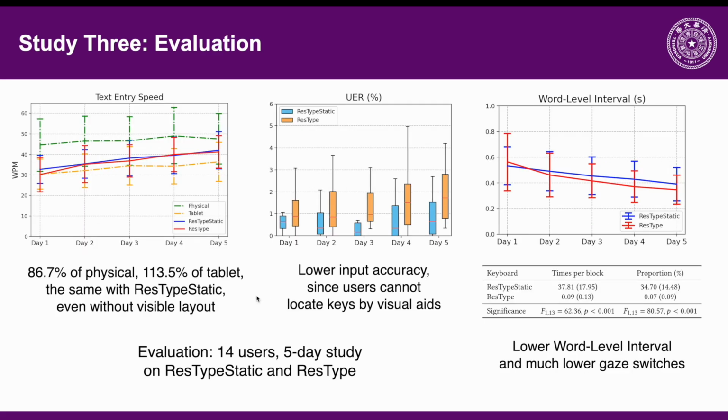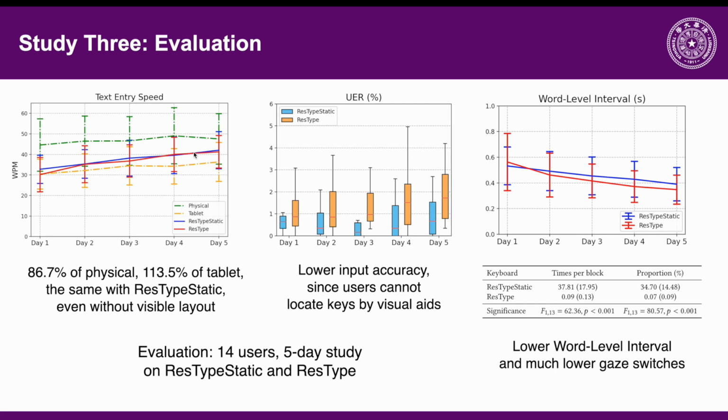At last, we conducted a 5-day long-term evaluation to compare the performance of ResType with ResType static. Please note that ResType static is a very strong method, which has the same unintentional touch prevention and input decoding methods as ResType, except the keyboard is fixed and visible. And at last, ResType maintained the same typing speed as ResType static, even without a visible layout. And it achieved 86.7% input speed of the physical keyboards and outperformed normal tablet keyboards by 13.5%.